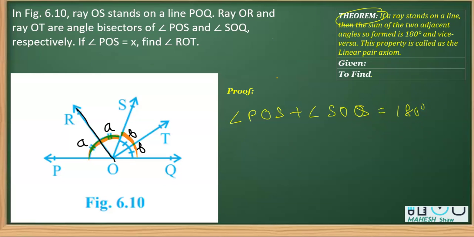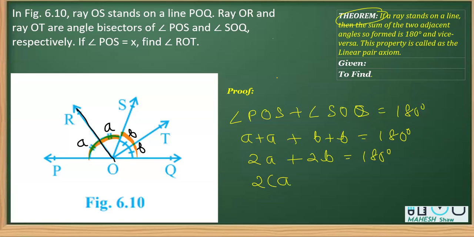Now, what you can see here is that I can split POS as angle A plus angle A, and SOQ as angle B plus angle B. This is equal to 180 degrees. So A plus A I can write as twice A, B plus B as twice B, equal to 180 degrees. If I take 2 as common, we get A plus B is equal to 180 over 2.